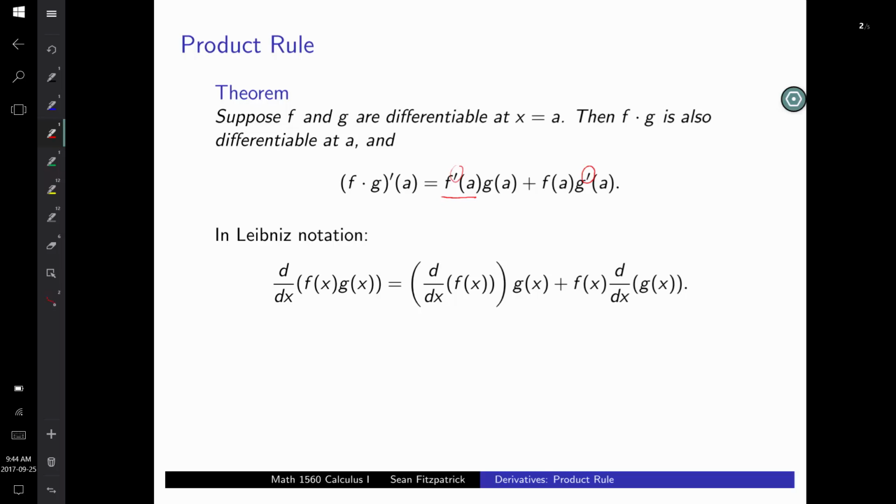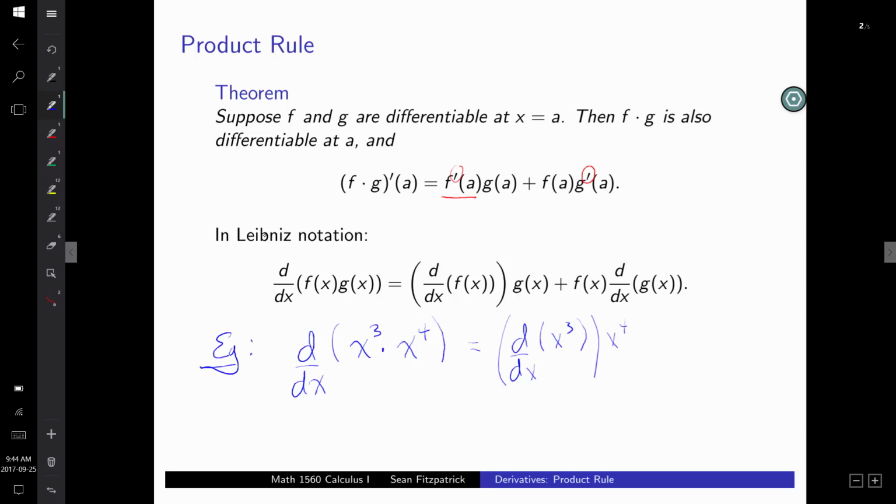So the way this works, just to give you an example: we don't have very many examples at our disposal yet, but let's do a silly example so we can see that this makes sense. Let's say I'm doing x cubed times x to the fourth. The product rule says I should do the derivative of x cubed and multiply by x to the fourth, and then x cubed multiplied by the derivative of x to the fourth. So I get 3x squared times x to the fourth, and then x cubed times 4x cubed, applying my power rule to each of those terms.